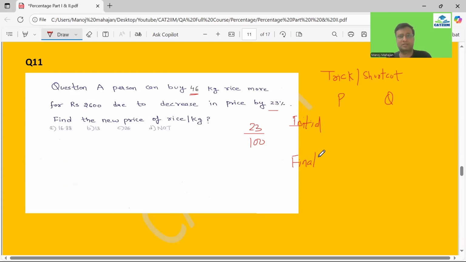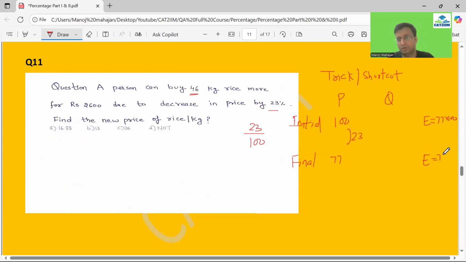So the price decreased by 23%. Let me take 100 as the initial one because 23 by 100 of 100 would be a very simple number, that is 23. So the final becomes 77. How I got 77? 100 minus 23. Again, the expenditure is same. So I'll take the LCM of 100 and 77, that would be nothing but 77 into 100 itself.